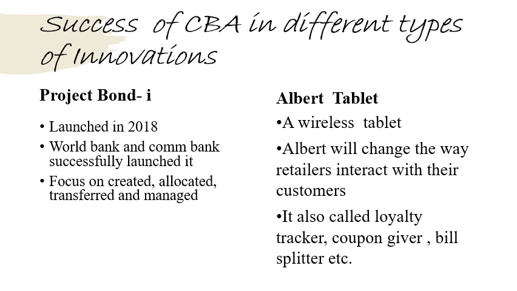It is a wireless tablet which will change the way that retailers interact with their customers. It is also called a loyalty tracker, a coupon giver, a bill splitter, etc. There have been other choices out there, but this is the first time a major bank has stepped in and created something retailers want in one package. No word on pricing yet, but if they want fast adoption and to steal some customers back, it will need to be cheap enough to be affordable.